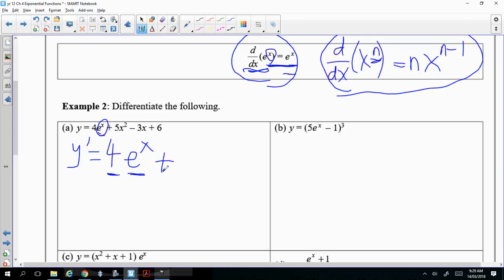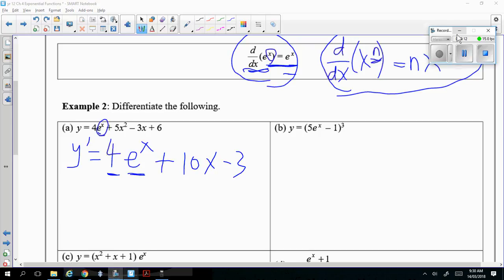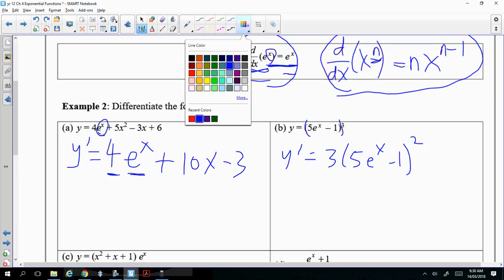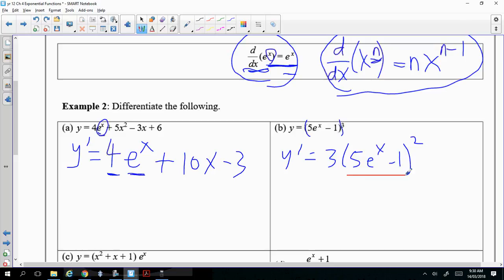All right, how about the next one? You have to use the chain rule. So you see there's a bracket, you use the chain rule. So y dash is 3, 5 e to the power x minus 1 to the power 2. So differentiate the power first, followed by differentiating what's inside the bracket, which is 5 e to the power x. And if you times them together, you get 15 e to the power x, 5 e to the power x minus 1 squared. Yeah? All right, see if you can work out what to do for the next 2 cases.